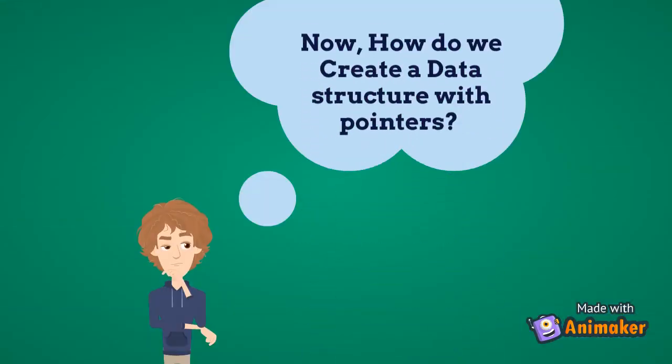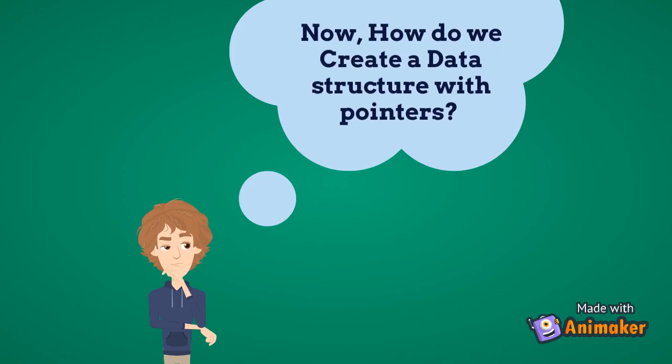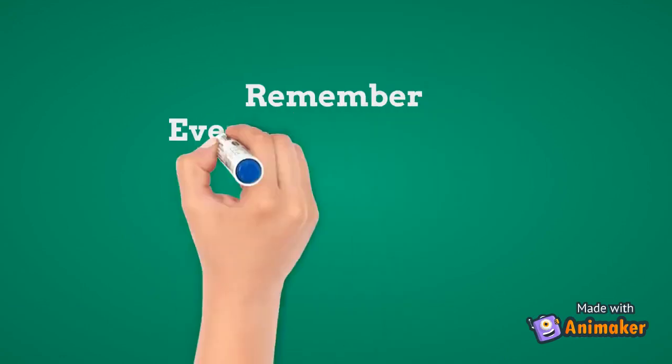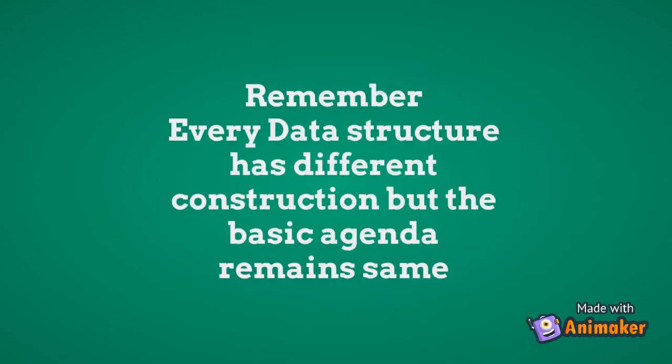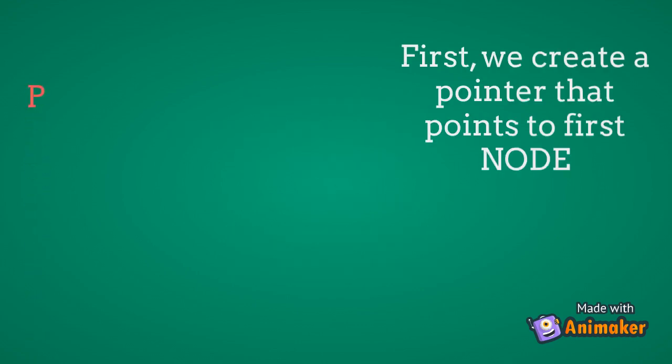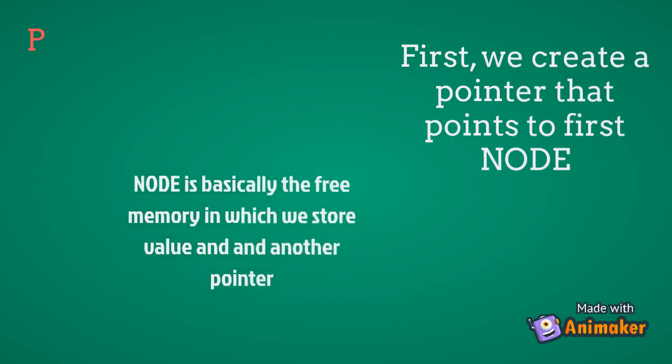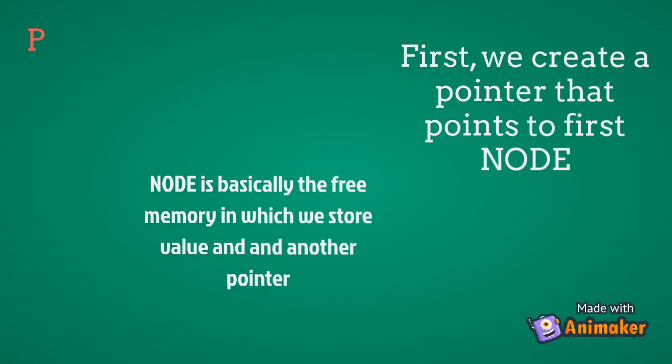Okay, we understood pointers. Now how do I create a data structure? Remember, every data structure has a different construction, but the basic agenda remains the same. First, we create a pointer that points to the first node. A node is basically free memory in which we store a value and another pointer.